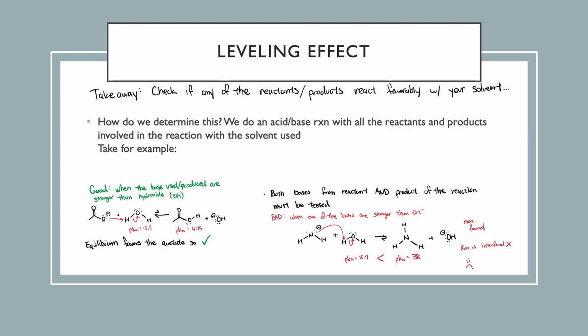What's the key takeaway? When you're running a reaction, check to see if any of the reactants and products react favorably with your solvent. So basically do an acid-base reaction with your reactants and see if it is favorable. If it is, you need to choose a different solvent. That's why you don't want to use an acid that is stronger than the conjugate acid of water, and a base that's stronger than the conjugate base of water. So choose your reagents and your solvent carefully.